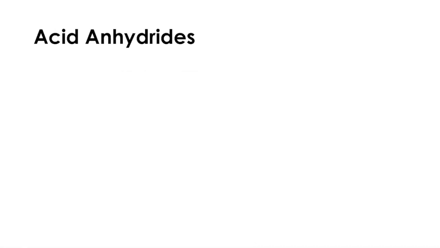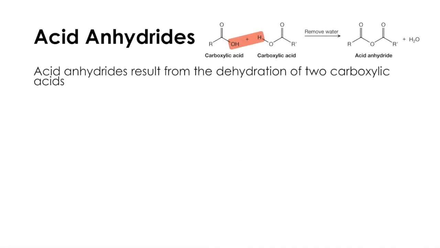So let's keep going. An acid anhydride is a special type of molecule. It comes from the combination of two carboxylic acids by removing a water, as you can see in this reaction here.